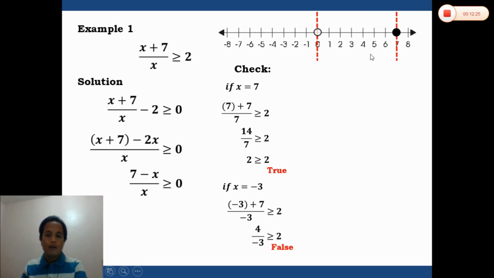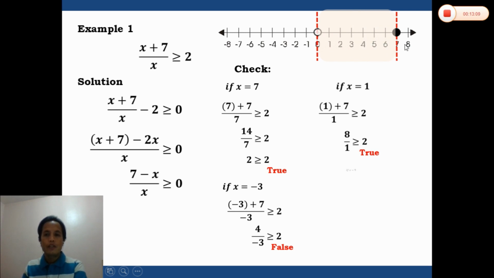We need to choose one value from this region to check in the inequality. So for example, we will choose x equals 1. So we will have 1 plus 7 over 1, which is the x, is greater than or equal to 2. 1 plus 7 is 8, over 1 is of course 8. So 8 is greater than 2. So meaning this is a true statement. If 1 will give us a true statement, it follows that all the values that can be found from this region will also give us a true statement. So we need to shade the values in this region.